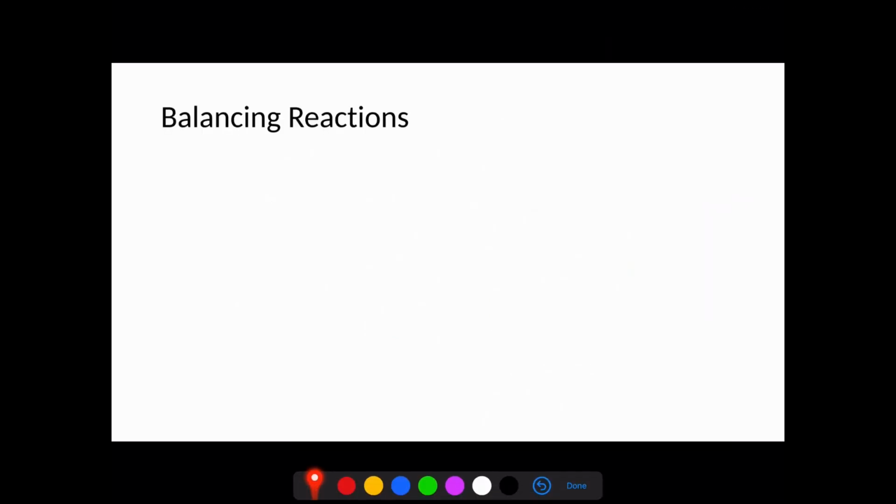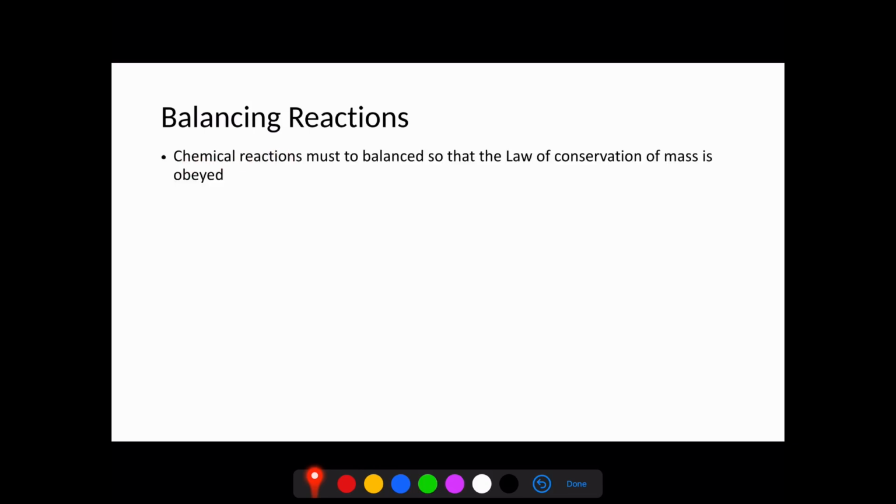Okay, first let's review balancing reactions. Remember, in chemical reactions, you're making new bonds, you're breaking some bonds. Atoms are changing their positions, but no new atoms are formed and atoms are not destroyed. So you have to preserve the law of conservation of mass. And for this reason, we have to balance chemical reactions. That means you have to make sure that atoms in a chemical reaction are the same on the left hand side and on the right hand side. You have the same number of atoms of each kind on the left and the right.